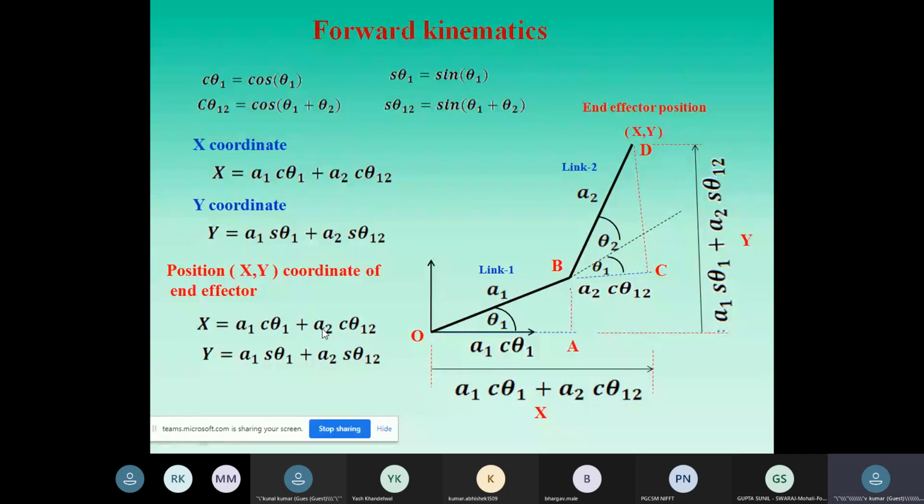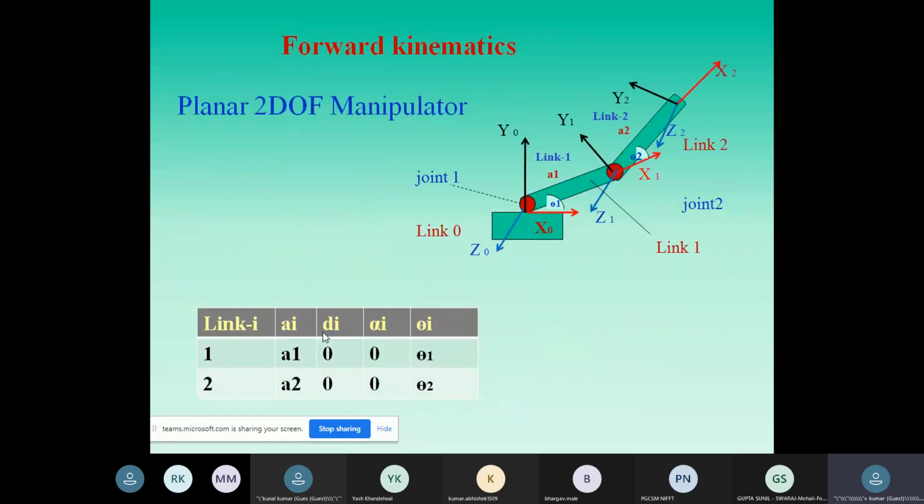This is simple, so why geometry? Since the 2DF manipulator is planar, it is very simple to calculate by geometry. But for three-dimensional space with x, y, and z, it may be very difficult to find by geometry. So we have to apply the DH parameter, which we have already taught.